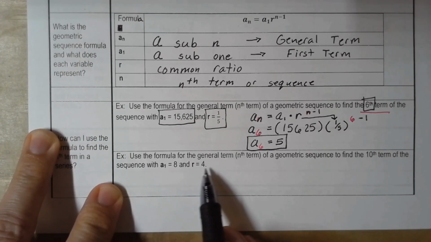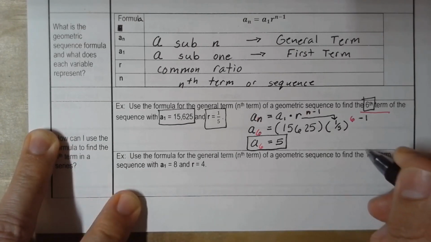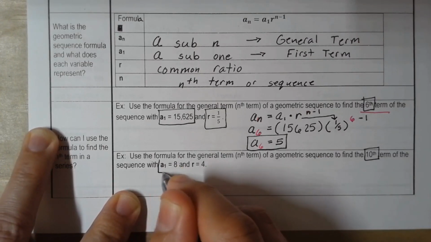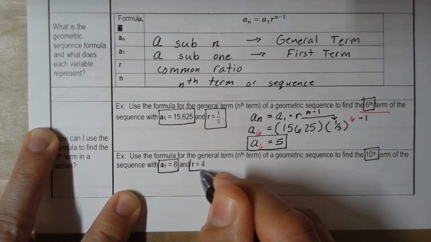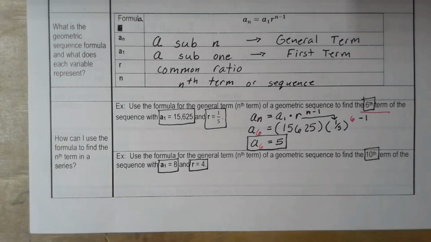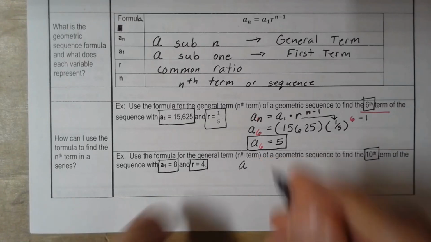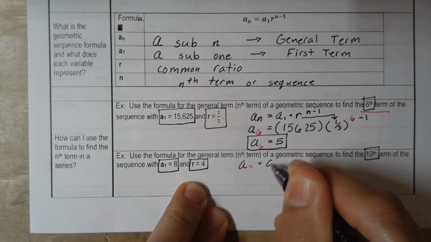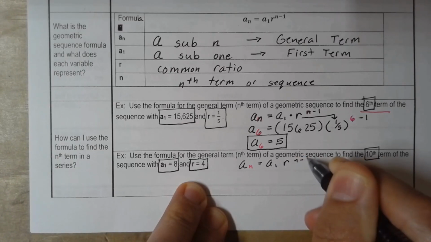It says use the formula for the general term of a geometric sequence to find the 10th term of the sequence when a sub 1 is 8 and the common ratio r is equal to 4. Okay, so we're going to go ahead and do that. First thing I'm going to do is I'm going to write my equation. A sub n is going to be equal to a sub 1 times r to the power of n minus 1.